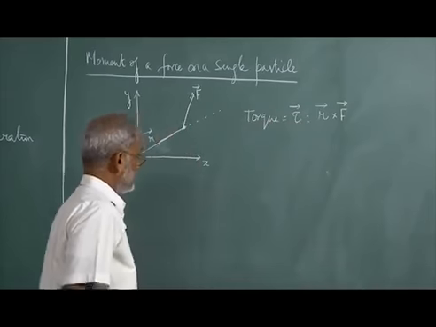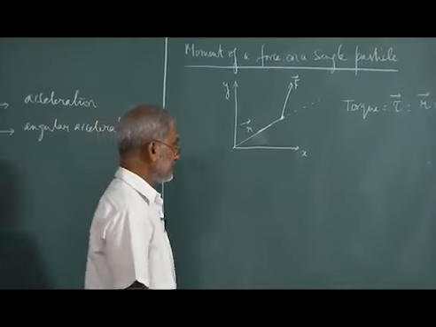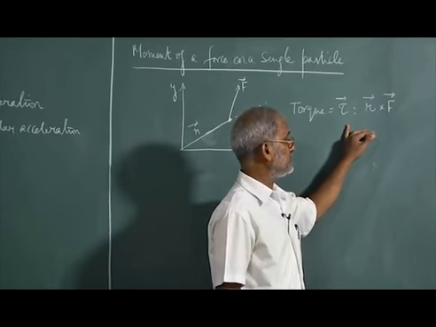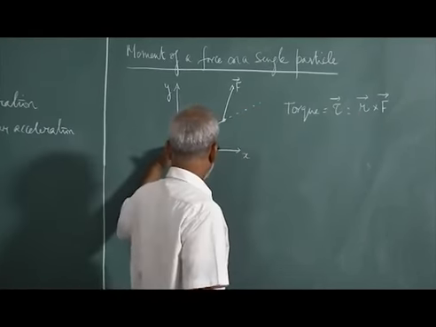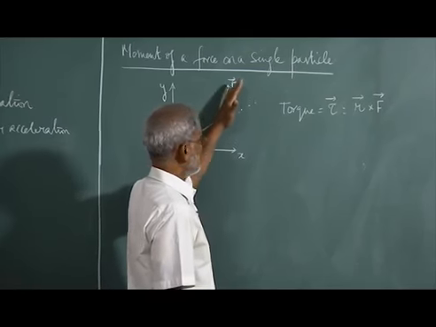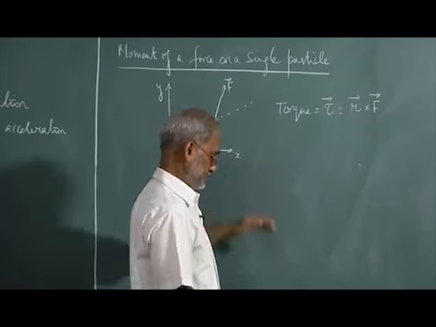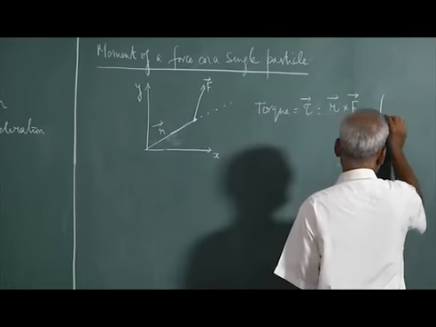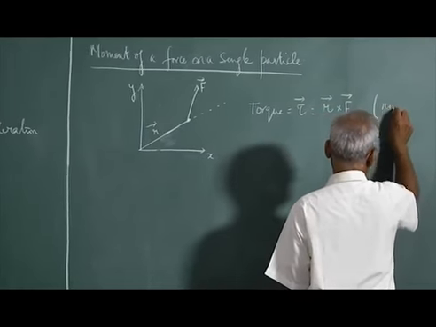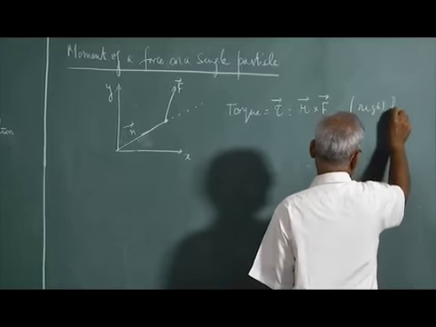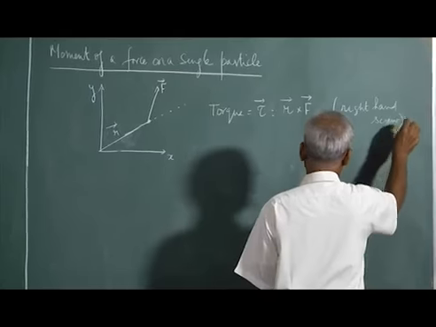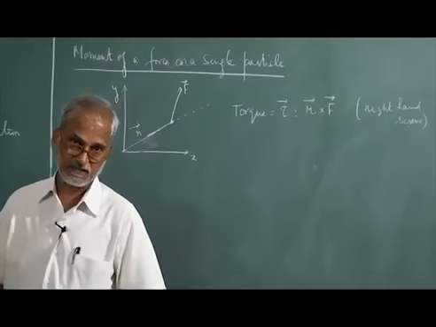So one thing straight away clear is that the direction of the torque is perpendicular to the position vector as well as the force vector, and it is given by the right hand screw rule. This you must keep in mind for the direction, right hand screw, which we described in yesterday's class.